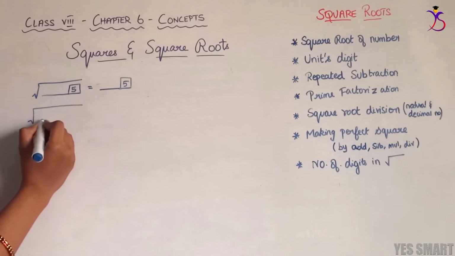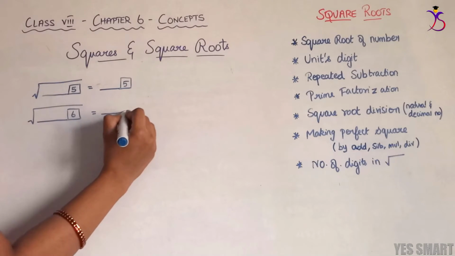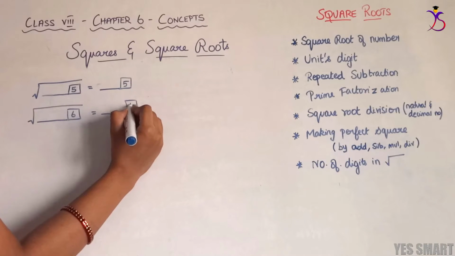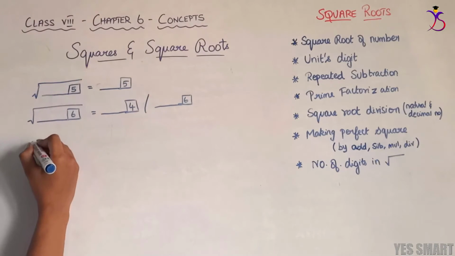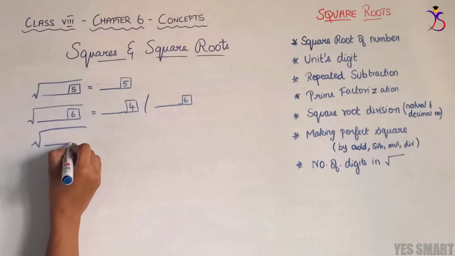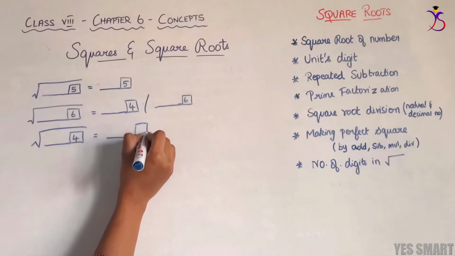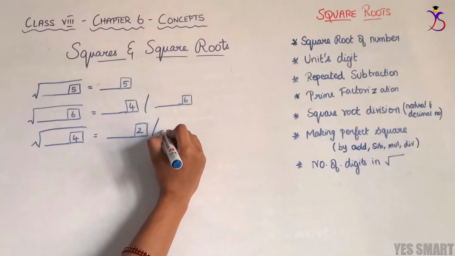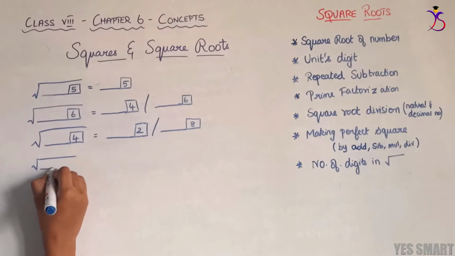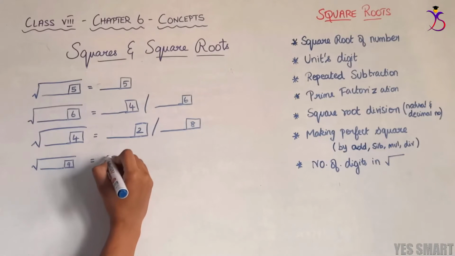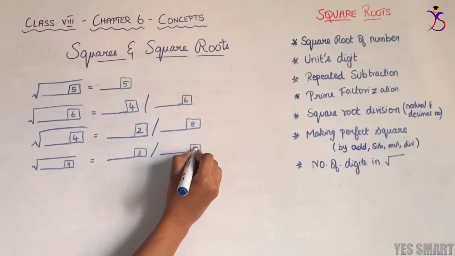The same way, when we take a square root for a number ending with 6, we will have the answer ending with 4 or ending with 6. When we take a square root of a number whose unit digit is 4, we will get the answer with the unit digit 2 or we will get it with 8. Now when we take a square root of a number which has the unit digit 9, we will get the unit digit of the answer as 3 or 7.